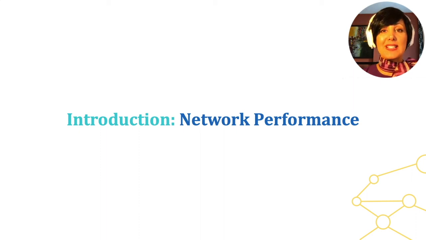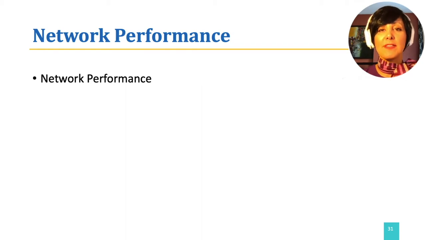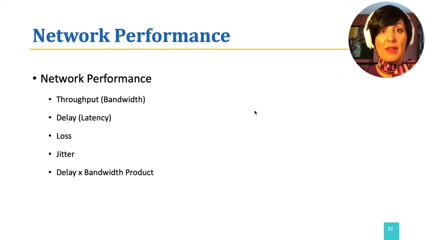We now want to discuss a brief introduction to network performance. When we want to talk about our network usage, a few fairly known words describe how we experience the networks. Here, we define and briefly explain how to quantify some of those words, including throughput or bandwidth, delay or latency, loss, jitter, and delay bandwidth product.